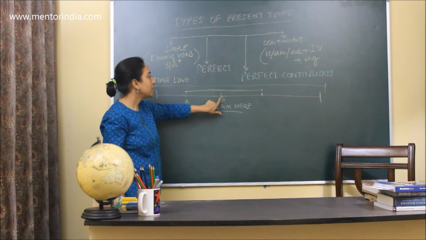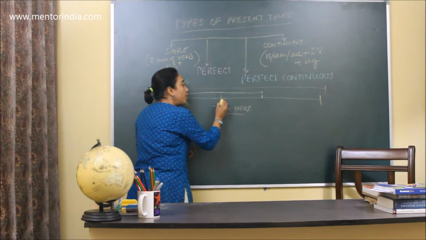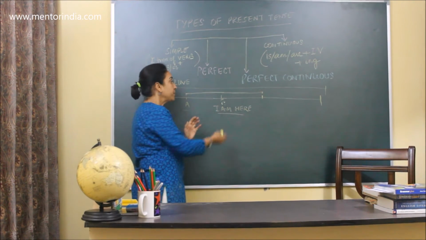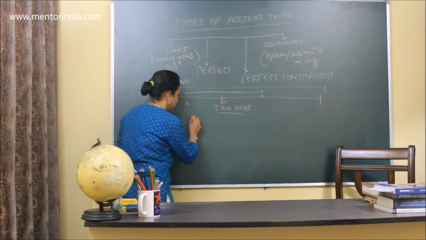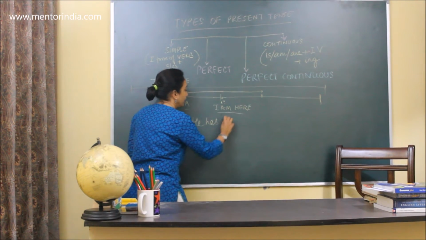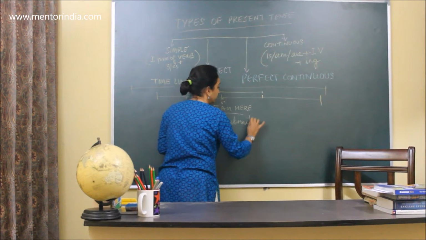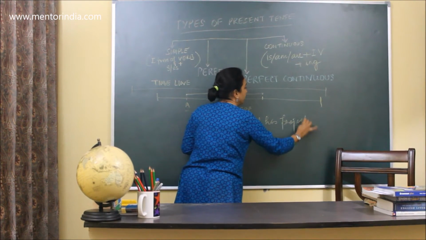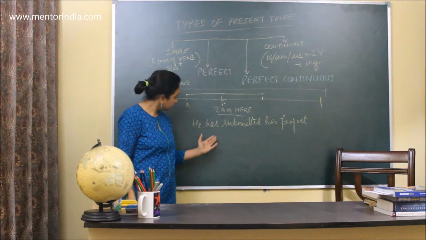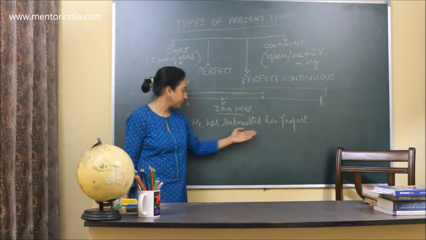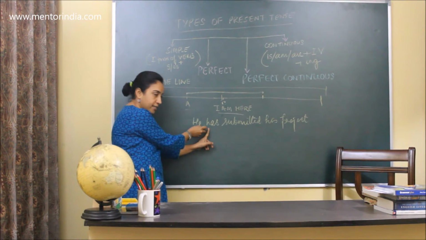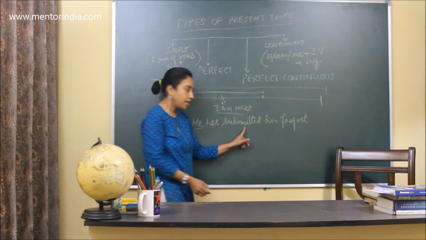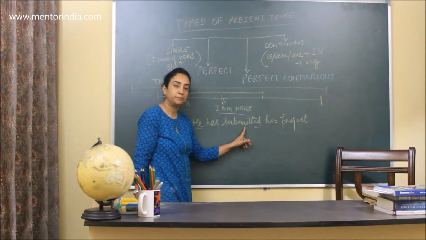Now present perfect describes that moment which has just gone by. That means whatever action I'm going to talk about has just finished. How? He has submitted his project. I think we all know about deadlines. So he has submitted his project. Has. He is a singular subject. Submitted. Now suddenly I see that this is a past participle.